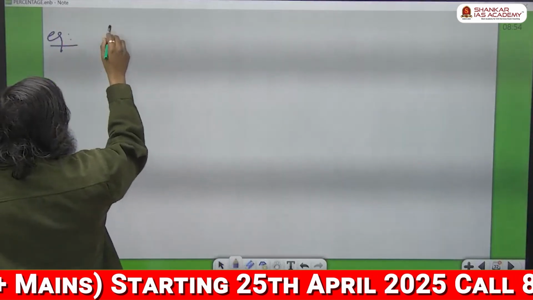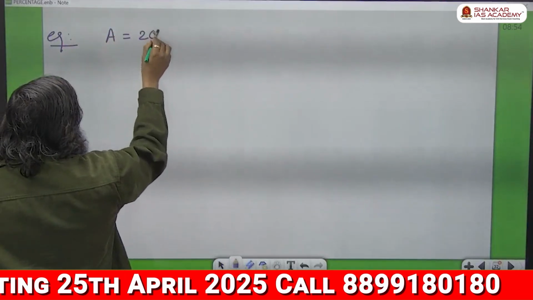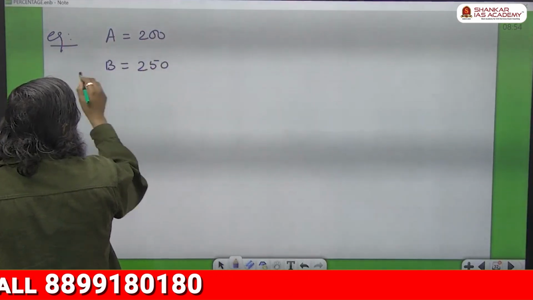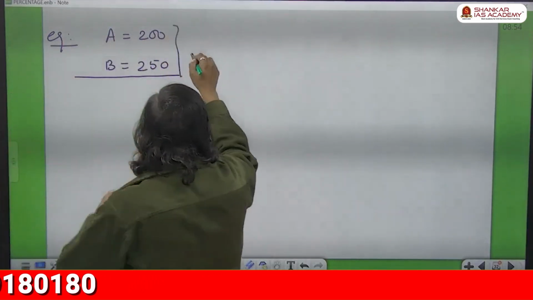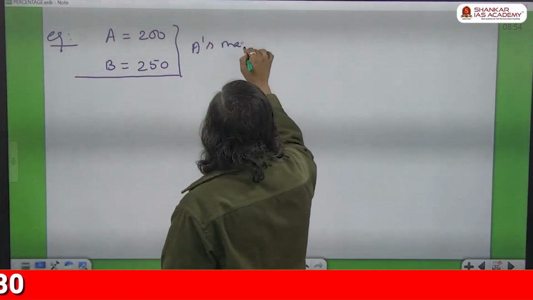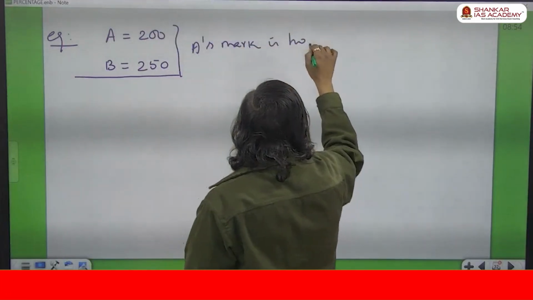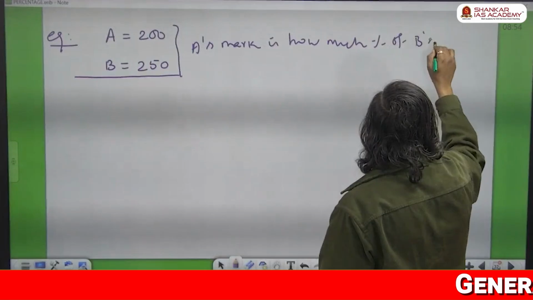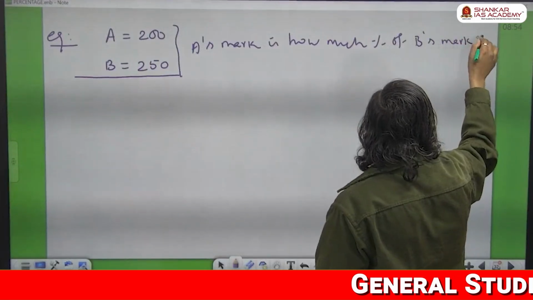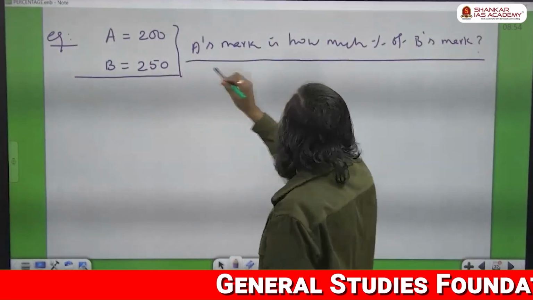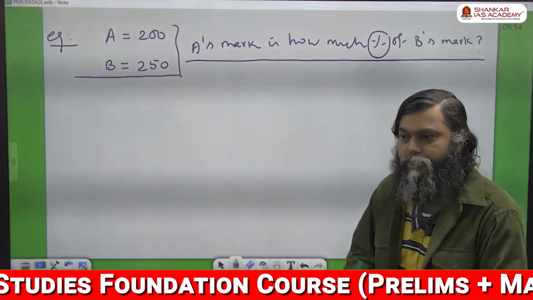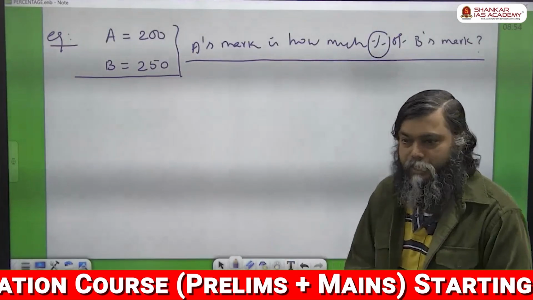We will see. A's mark is 200. B's mark is 250. Are you ready? Now the question asked: A's mark is how much percent of B's mark? Are you ready? Pay attention to my language. The question asks for a percentage. How can you calculate the percentage? Fraction into 100. Do you understand this, boss?